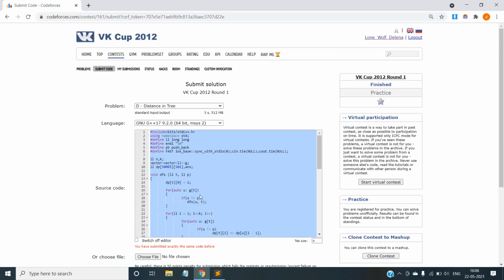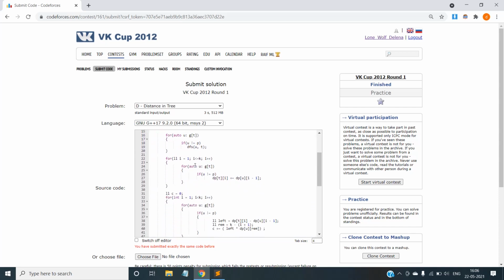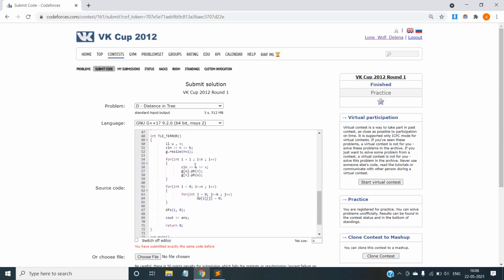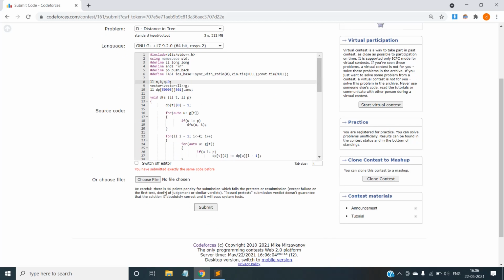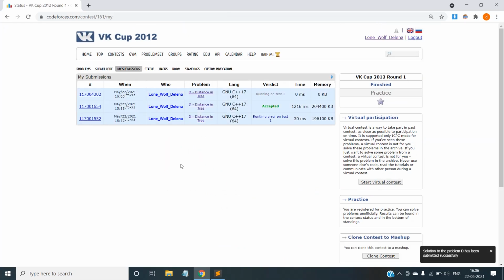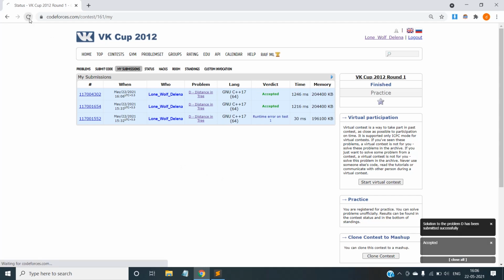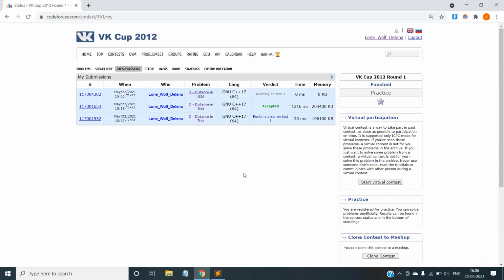Oh, I have actually submitted it initially. So let me change one thing so that we can check whether it is correct or not. Initialize another variable q is equal to 0. Now, accepted. So this was the whole scenario.